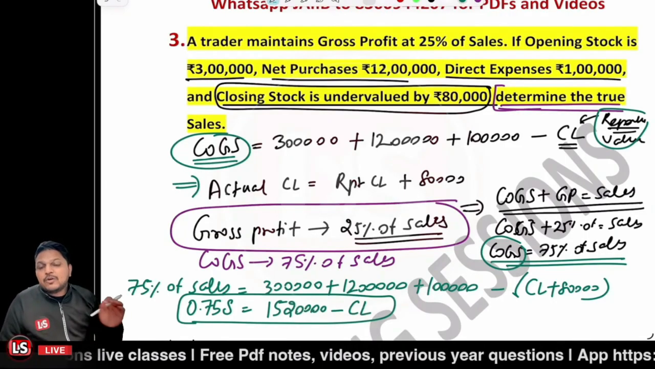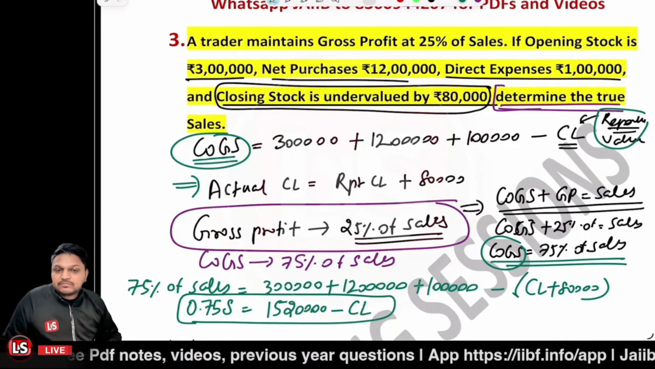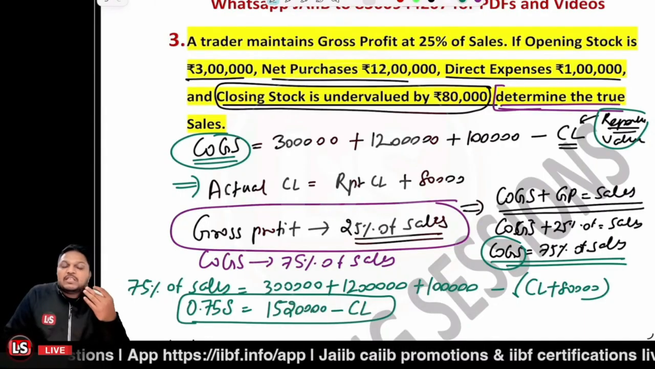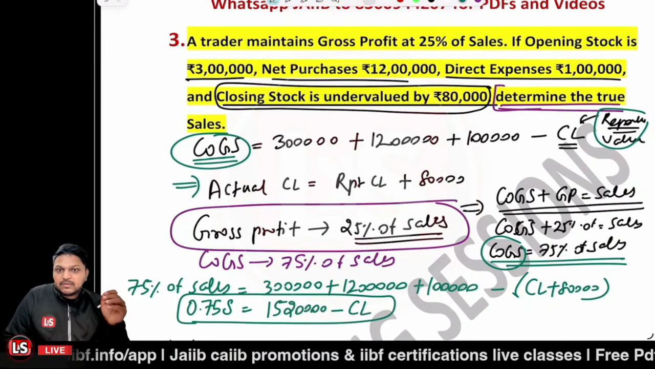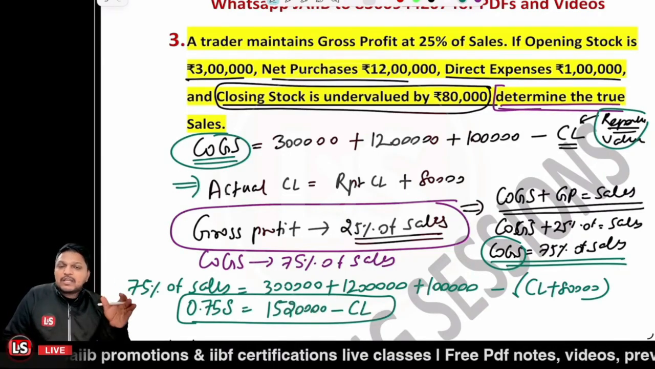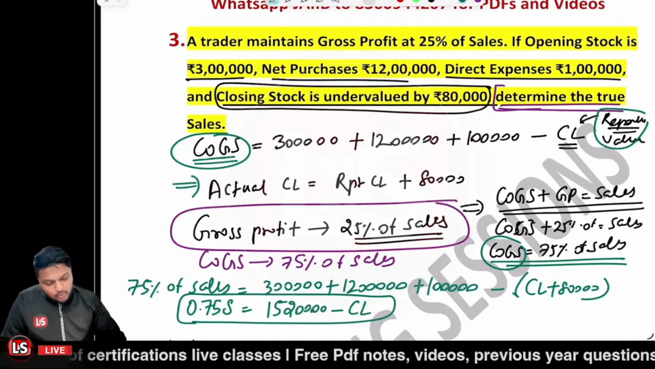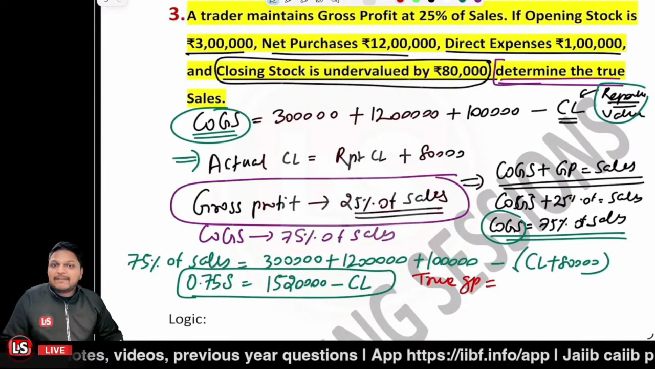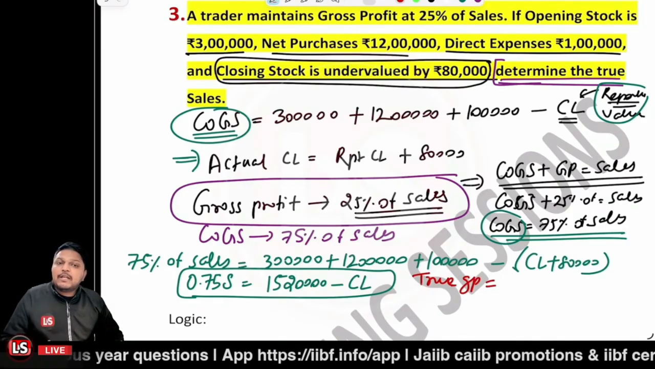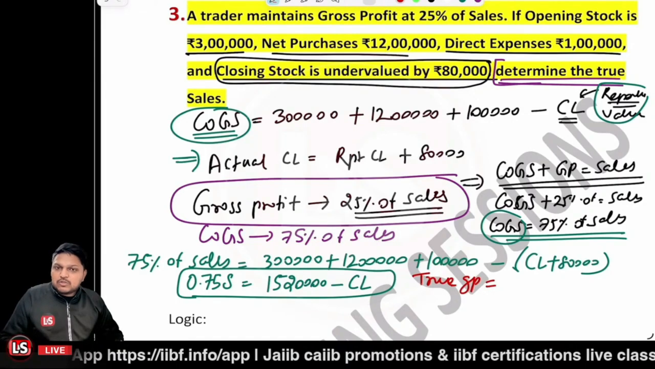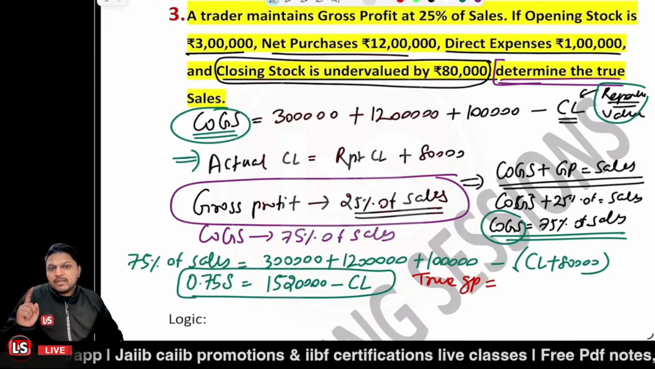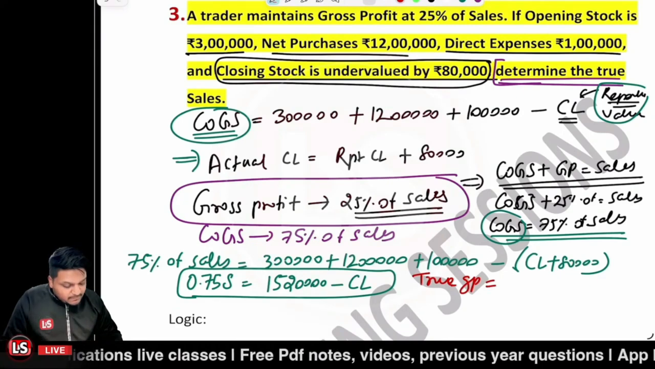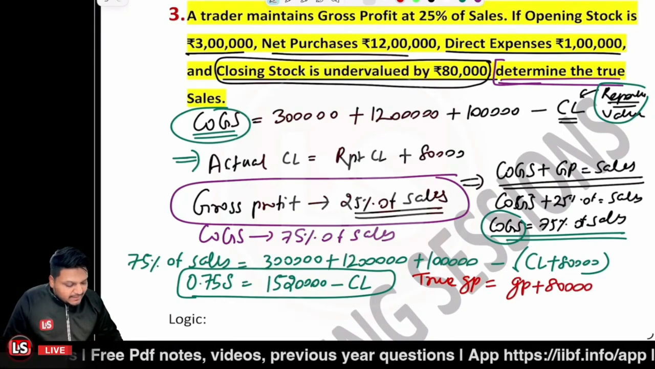And my true gross profit would be equal to what? Reported gross profit plus 80,000. Why so? Because the reported trading account is basically using an undervalued closing stock, so COGS is 80,000 higher and that reduces the gross profit by 80,000. So the true gross profit is your reported GP plus 80,000. That is my actual gross profit.